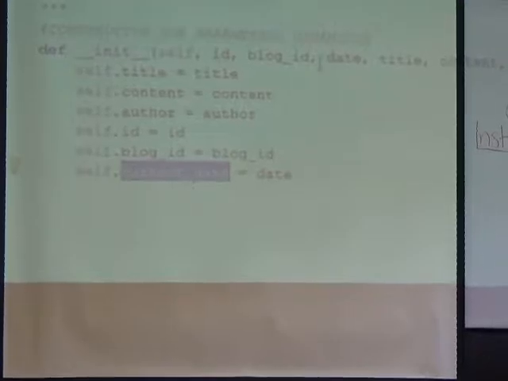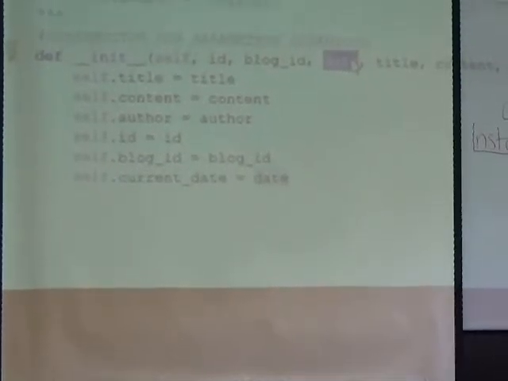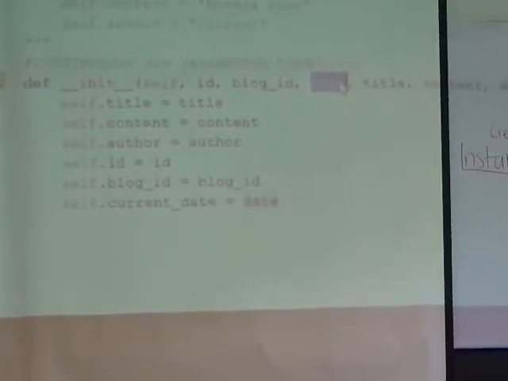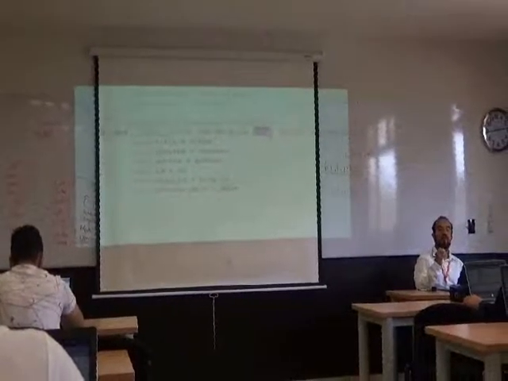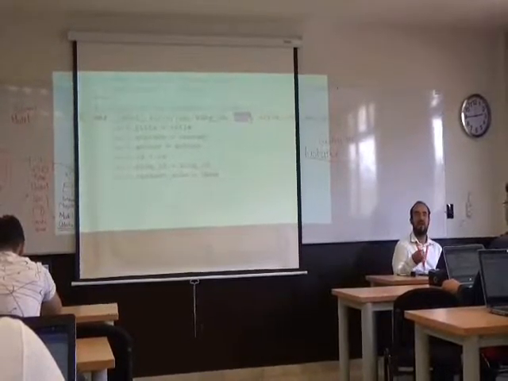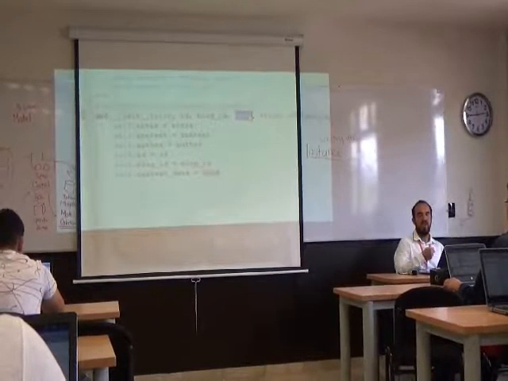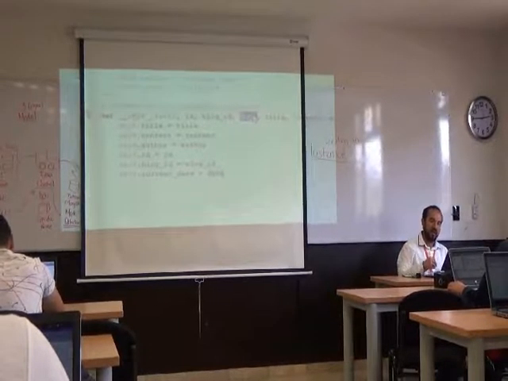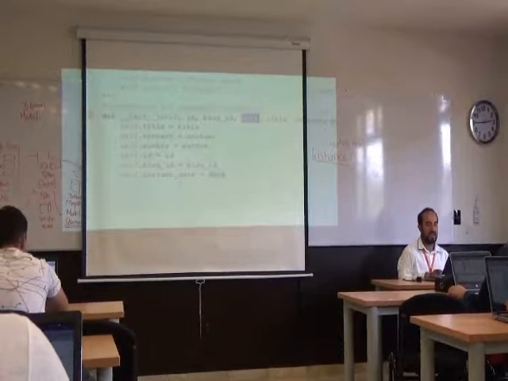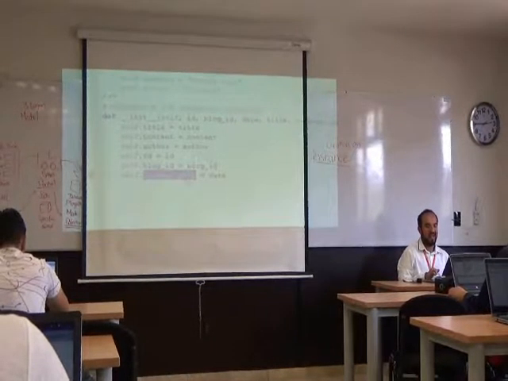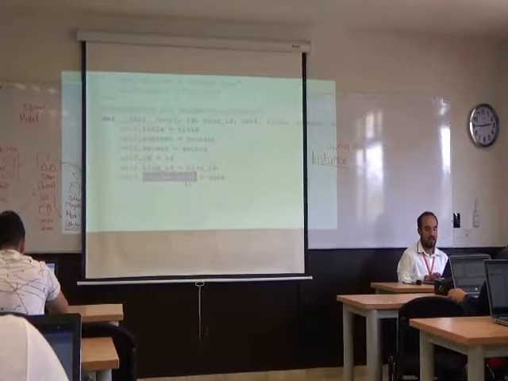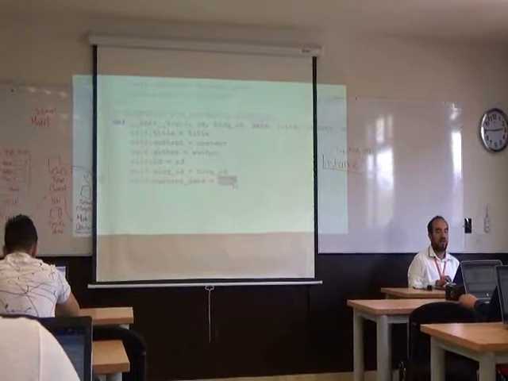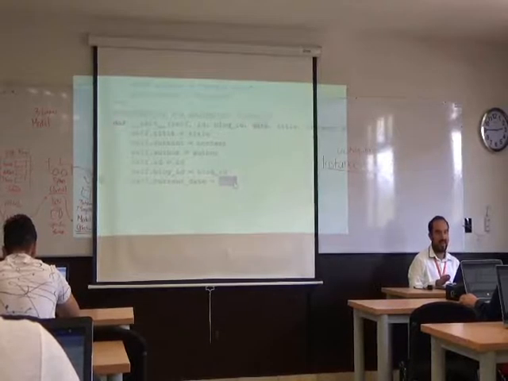I'm not putting the same name as in this one, because we're going to use a specific library to get the date from the computer. In Python, we have a library to catch the date of the server, the date of your computer, and put it in our class. But we need to manage it like this one. So we will put current date and then date. So that's it, right?